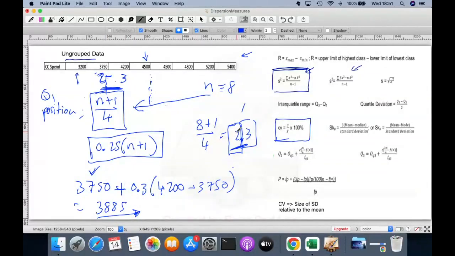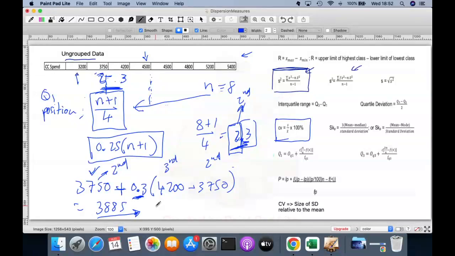So what we do is this 2 means it's the second number. Then the decimal part comes in, and we multiply it by the difference of the third and the second number. And what we're saying is that 25% of the sample spend less than 3,885.